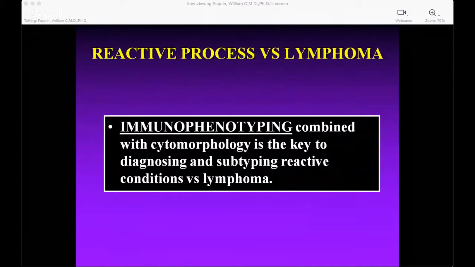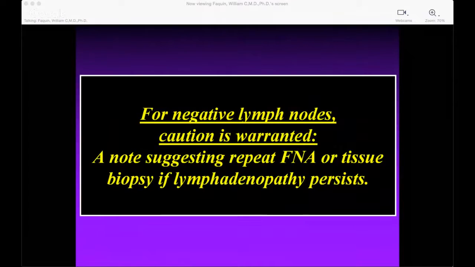So we always want to include that immunophenotyping, and generally most folks will use flow cytometry on a part of their FNA sample to confirm that a lymph node is reactive or benign.